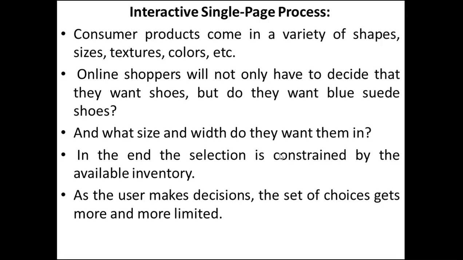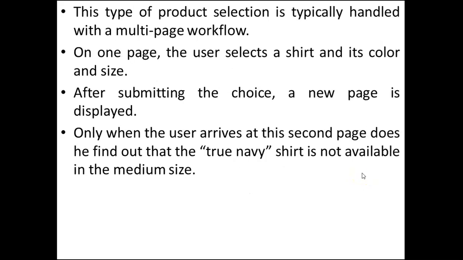Consumer products come in a variety of shapes, sizes, textures, colors, etc. Online shoppers will not only have to decide that they want shoes, but that they want blue suede shoes, and what size and width they want them in. In the end, the selection is constrained by the available inventory. As the user makes decisions, the set of choices gets more and more limited.